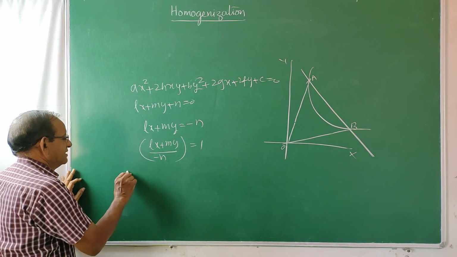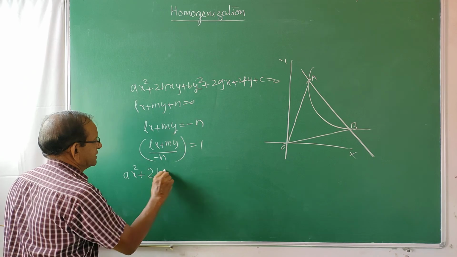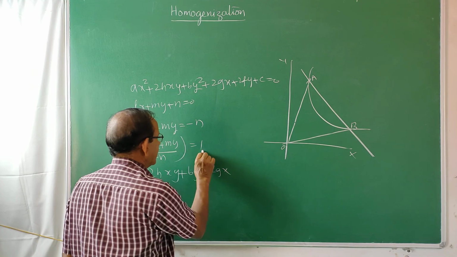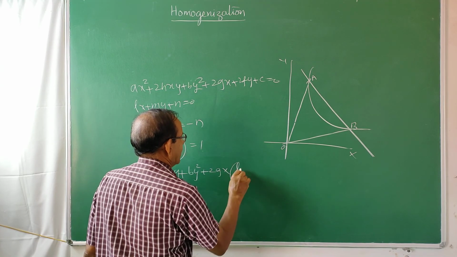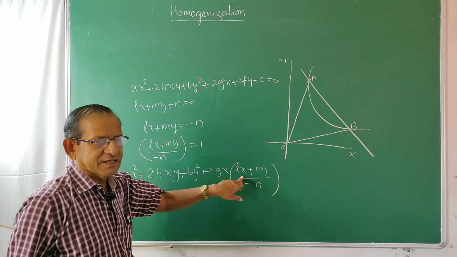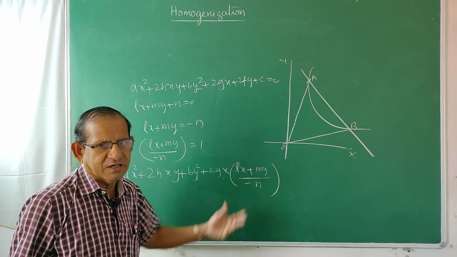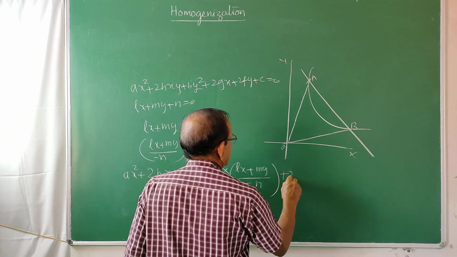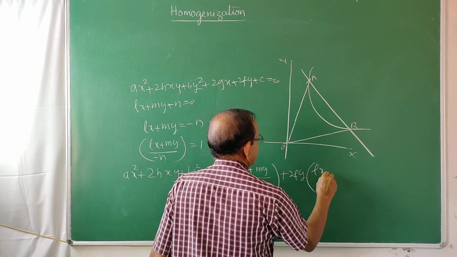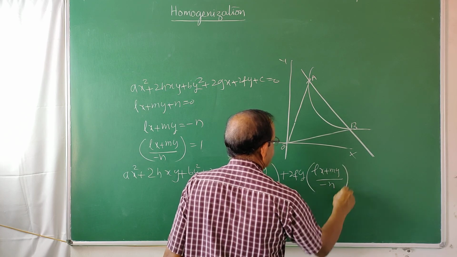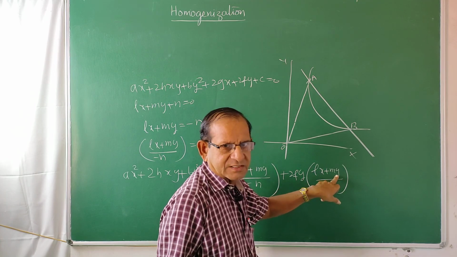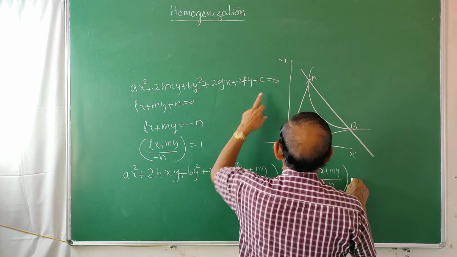Then you will get like this: ax square plus 2hxy plus by square plus 2gx into 1. 1 means I have to write this one, lx plus my by minus n. Now x into x, x square, x into y, x y, second degree terms only you are getting. Now 2fy, 2f into 1 again, 2fy into 1. 1 means this one only, lx plus my by minus n. Now fy into lx, that is xy term you are getting, y into y square, second degree terms only you are getting. And now it is c.